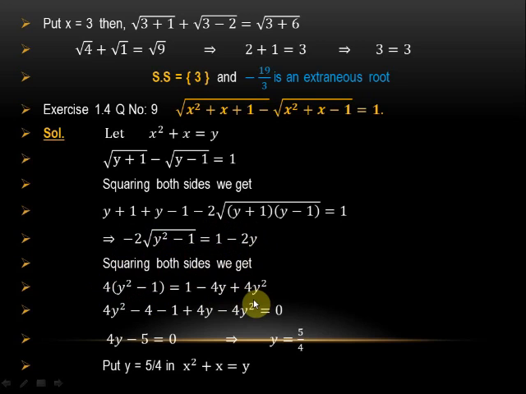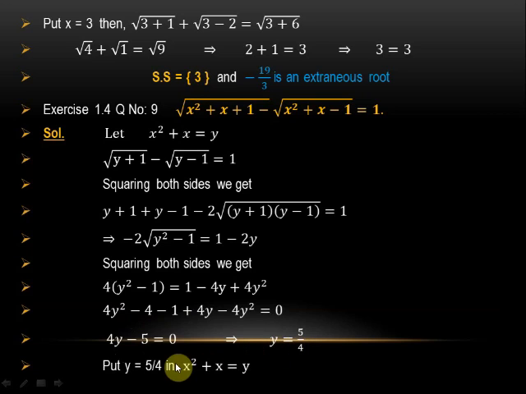Now switch all the terms from right side to left side. 4y square minus 4 minus 1 plus 4y minus 4y square is equals to 0. So 4y square cancels with minus 4y square. Now we get 4y minus 4 minus 1, minus 5 is equals to 0. We get the value of y from this statement is 5 by 4.